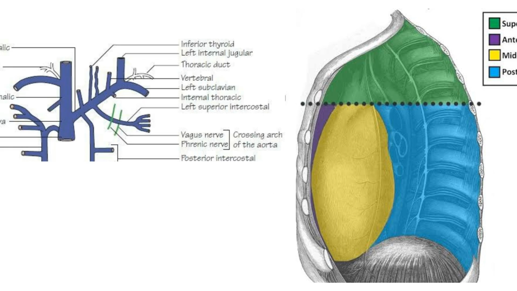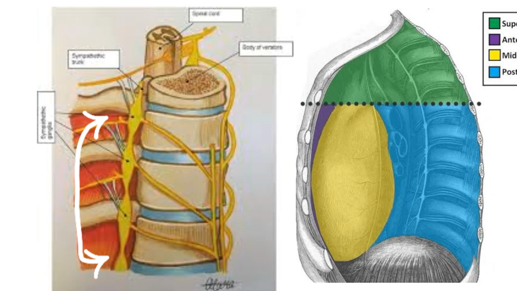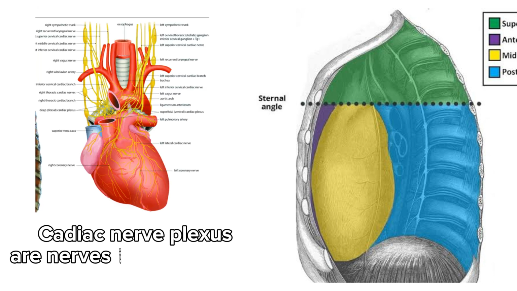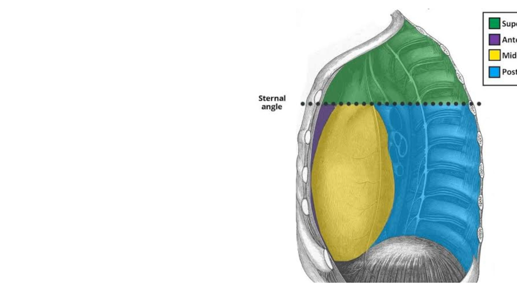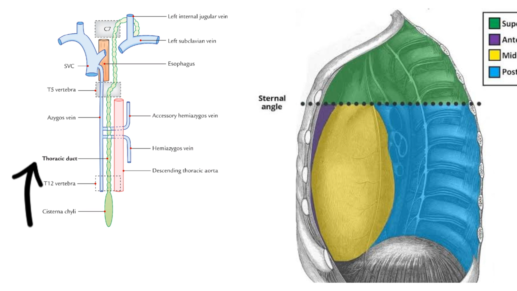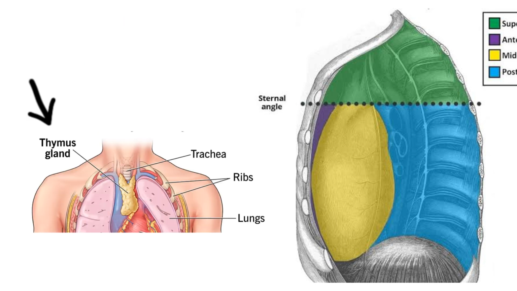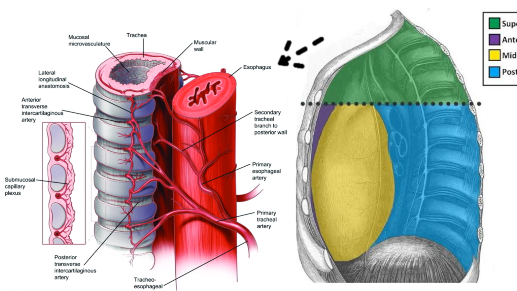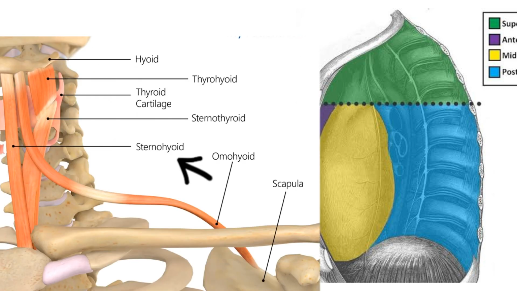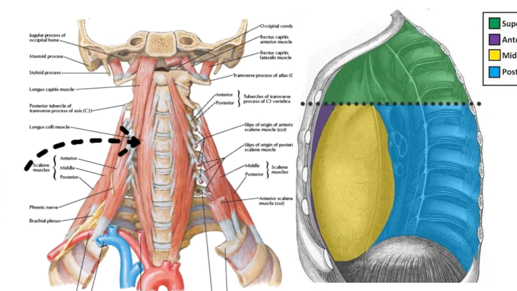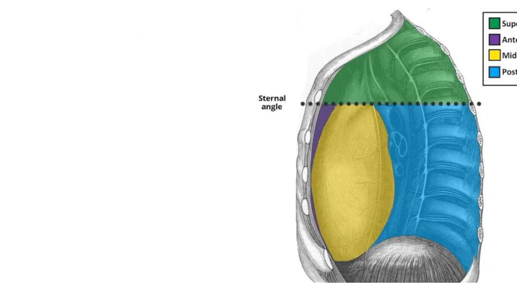Then for nerves, we have phrenic nerve, vagus nerve, sympathetic trunk, and cardiac nerves, right and left. For lymph organs and lymphatics, we have lymph nodes, we have the thoracic duct, we have the thymus. For tubes, we have the trachea, we have the esophagus. Then for muscles, we have the sternohyoid, sternothyroid, and longus colli. That is all for the content of the superior mediastinum. So we'll take a look at the anterior mediastinum next.